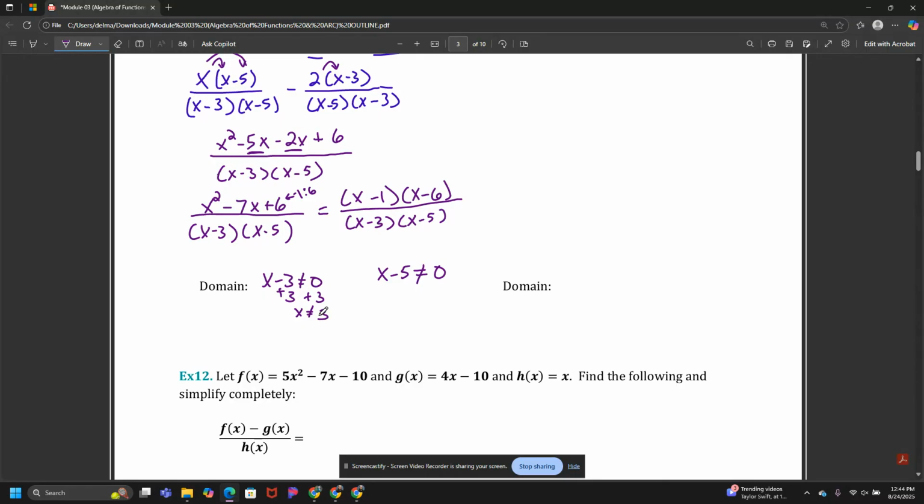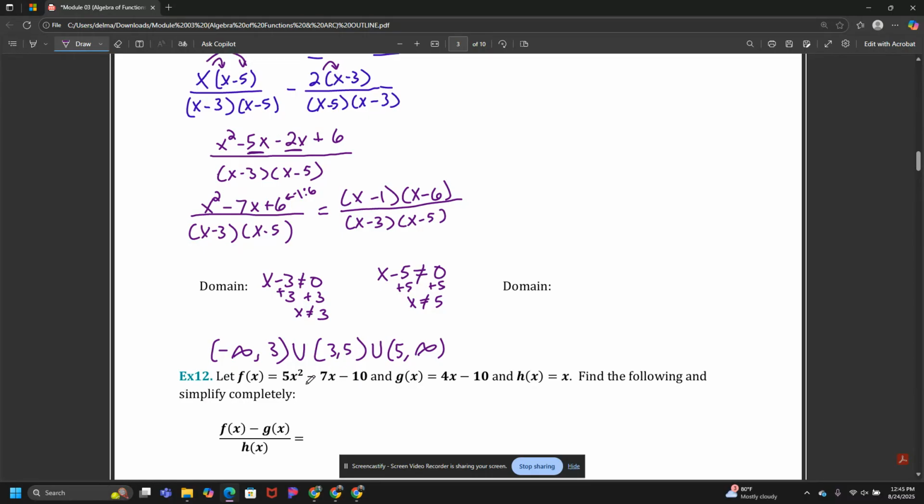So I can't plug in a 3, and I can't plug in a 5. So that means I could have any number less than 3. That's what this is saying. Then I can have any number between 3 and 5. I can't have 5. Then I could have 5 and any number greater than 5.